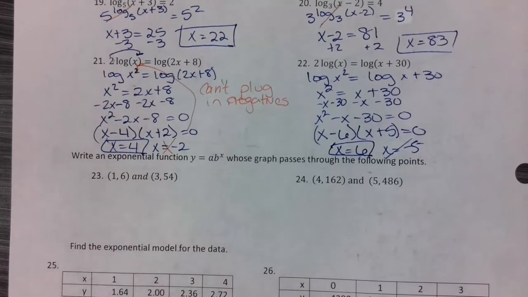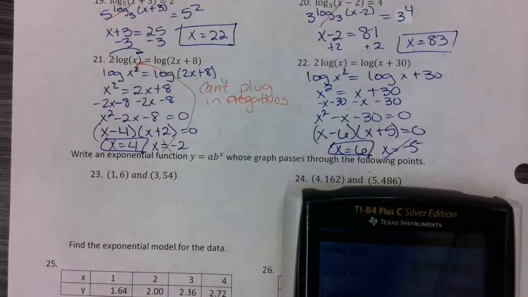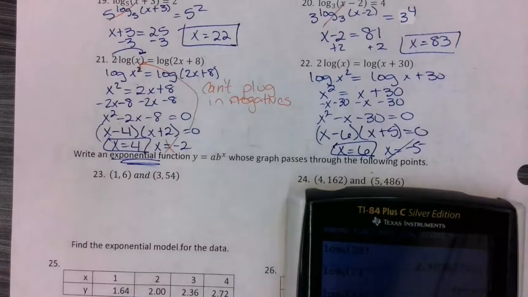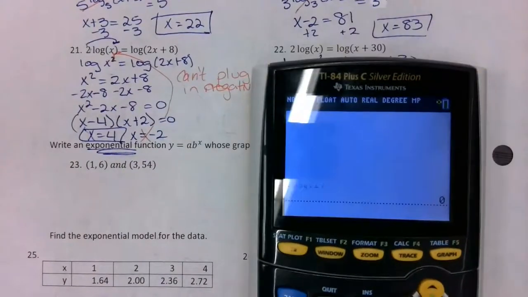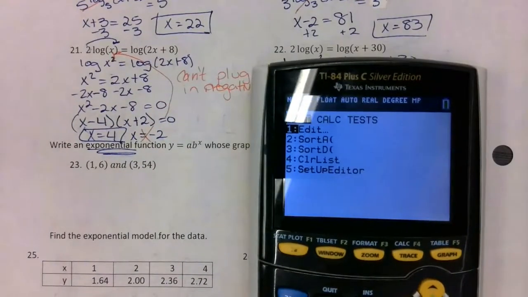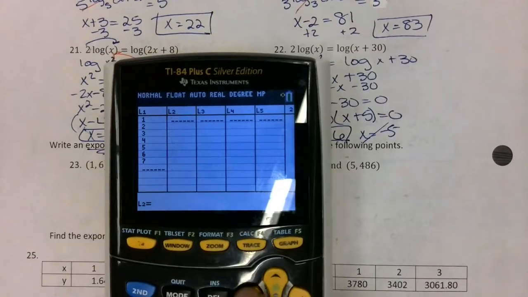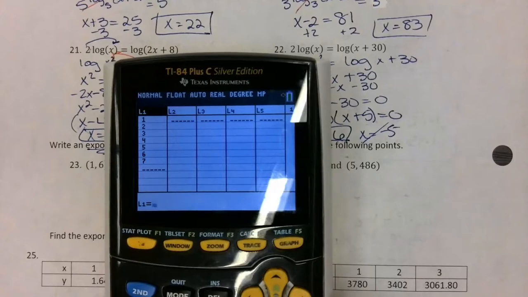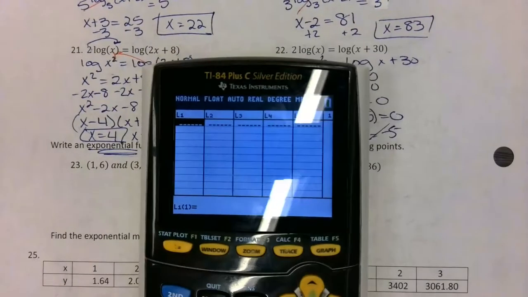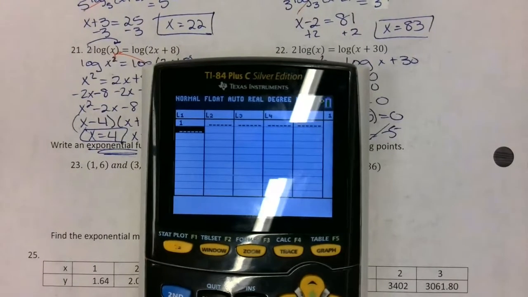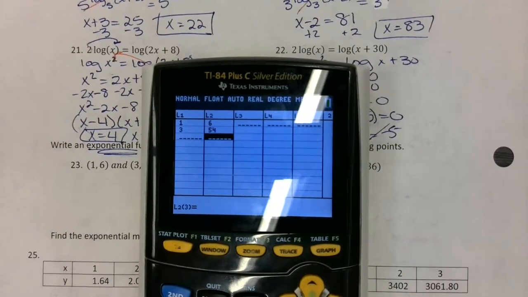Okay, for numbers 23 onward, I want to use the calculator. This one is telling me it's an exponential function, so when I type my points in, that'll be important. I'm going to go to Stat, Edit. Okay, now I need to see my points. I have 1 and 3 for my x values, 6 and 54 for my y.